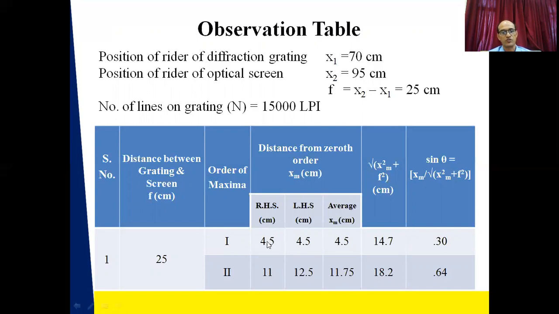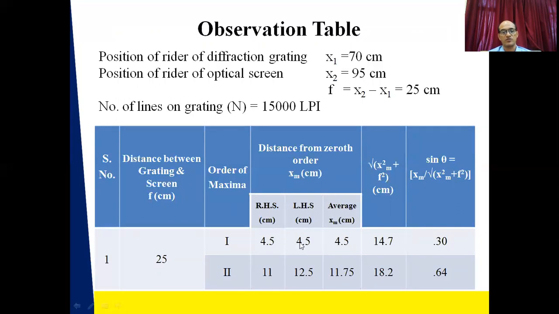Now we will measure the distance of first order maxima and second order maxima from the central maxima. For the first order, on the right hand side it will be 4.5 centimeter, and on the left hand side it will be 4.5 centimeter. For the second order spectrum, on the right hand side it will be 11 centimeter, and on the left hand side it will be 12.5 centimeter.